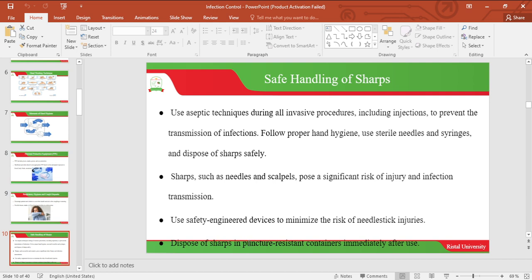So disposal of sharps should be into a puncture-resistant container immediately after use. It can be a safety box, which is the most common example.